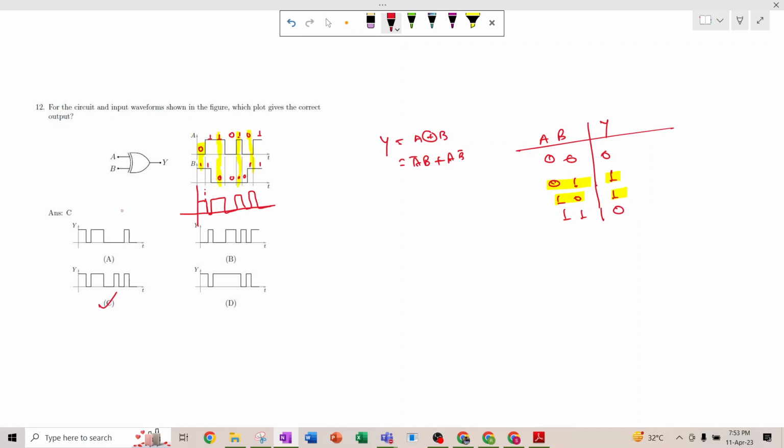Understood, right? So 0 and 1 makes it 1. This is 1 and 0, this makes 1. This is 0 and 1, this makes 1. 0 0, this makes 0. 0 and 1, this makes 1. 0 0, this makes 0. 0 and 1, this makes 1, and 1 and 1, this makes 0. Okay, so this is the correct answer. The correct answer will be option C.